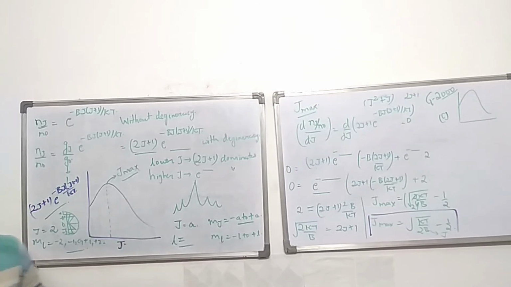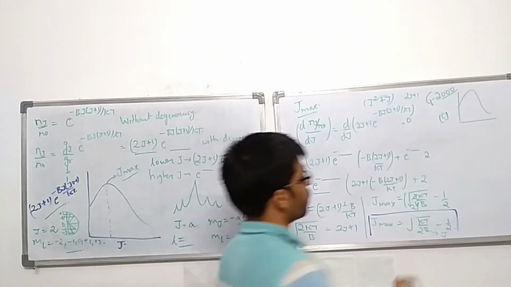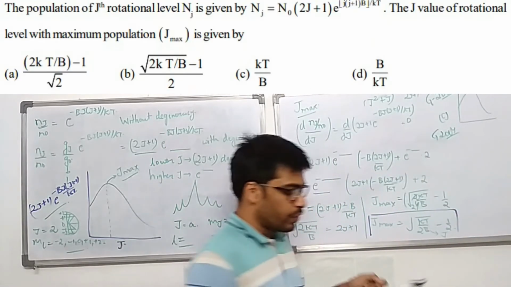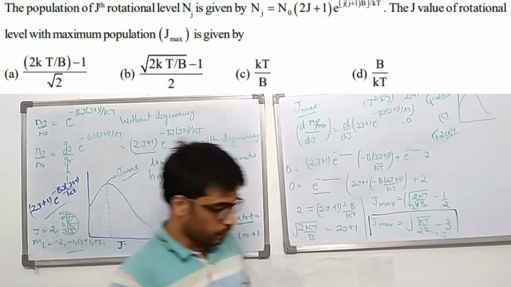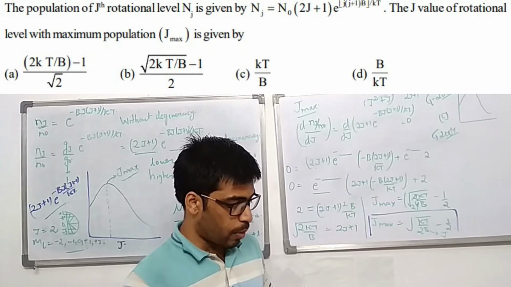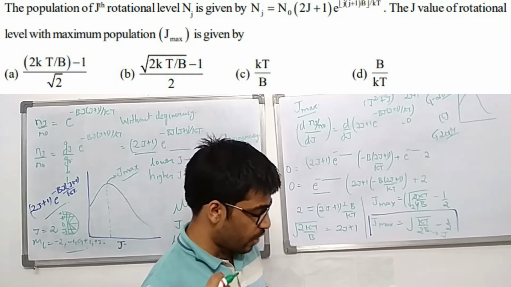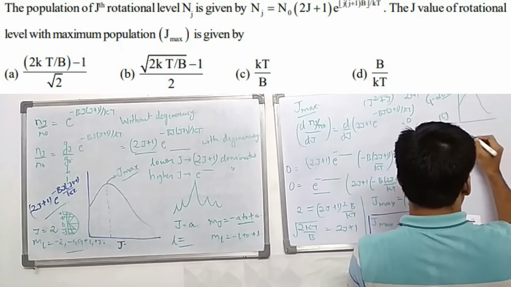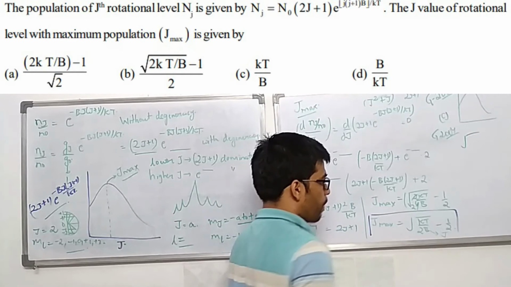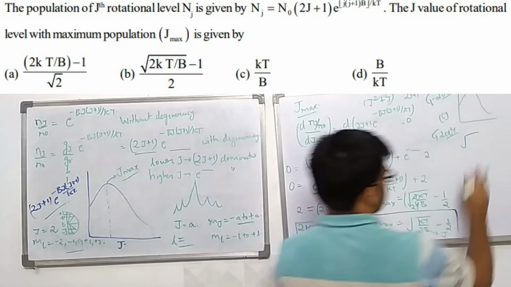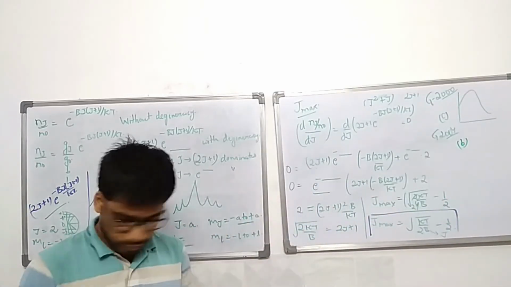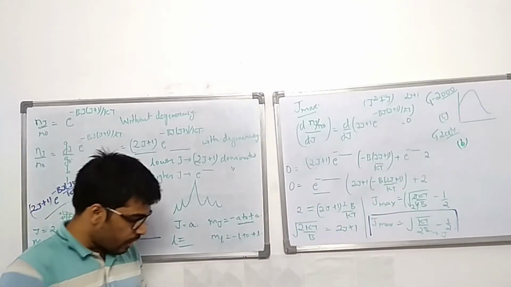Okay, so the next question we have is from GATE 2004. And the question says the population of the jth rotational energy level is given by an expression, and we have to find the J value of the rotational level with maximum population, that is, we have to find the J max. And if you look at option number B, that is essentially this part, 2 kt minus 1 divided by 2. So that means the correct answer for this would be option number B. Very straightforward questions have come.